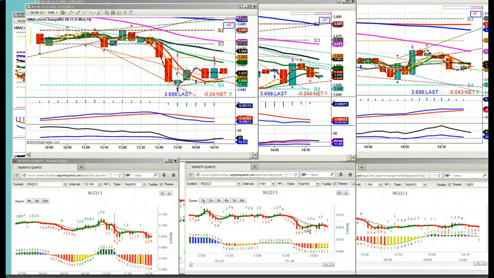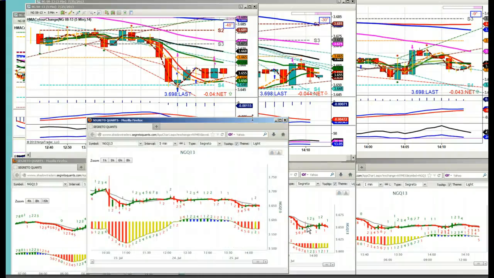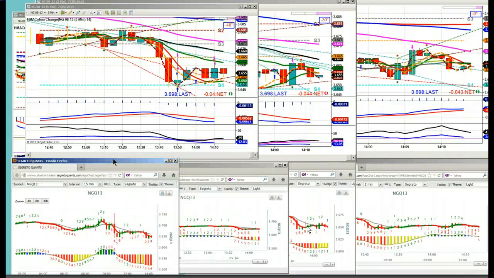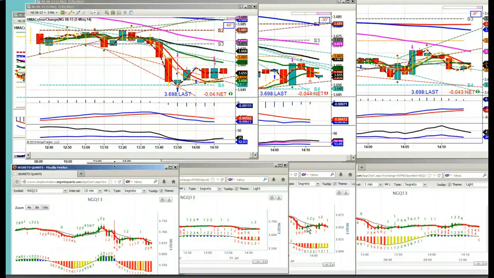What about the 1, 5, and 15 Segredo? You can use this, the 1, 5, and 15, or the 1, 3, and 15. Here's my 5-minute chart. Here's my 5-minute Segredo. So I just have all 4 to show you, but you don't need all 4 time frames. You can just have 3. You can trade very effectively just on 2. You can have just the 1 and the 3.